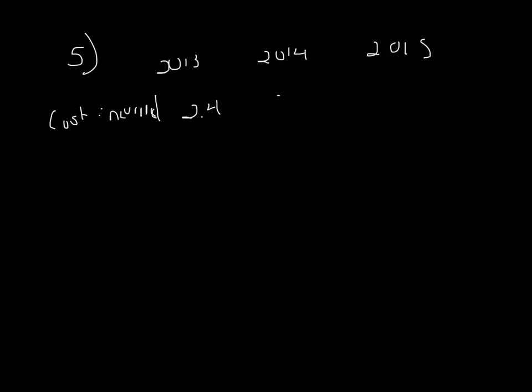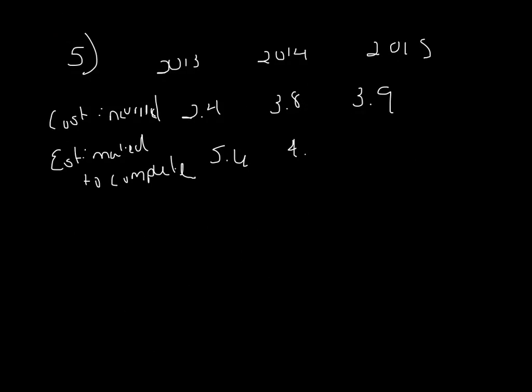And then finally we have requirement number 5. So requirement number 5, I'm going to set up with all the components so you can see. So you have 2013, 2014, 2015, and you've got cost incurred. So this is all given to you. 2.4, 3.8, and 3.9. And then you have the estimated cost to complete, and that's 5.6 and 4.1.